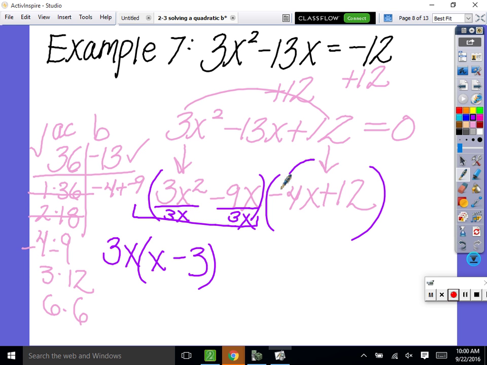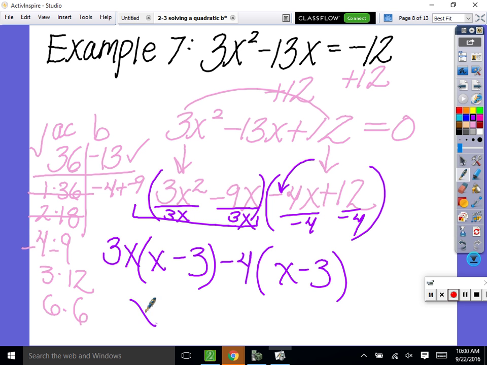Then in common here is a negative 4, so we'll pull out negative 4. And then what's left is divide by negative 4. So what's left is x minus 3. We know we factored it correctly because our safe haven's the same. So we'll factor out x minus 3, and what's left is 3x minus 4.